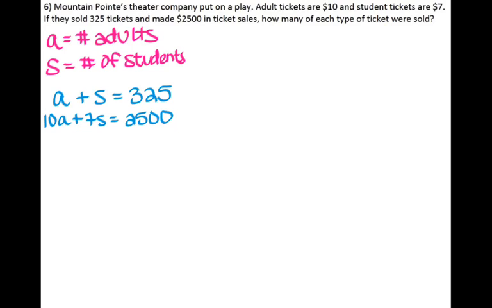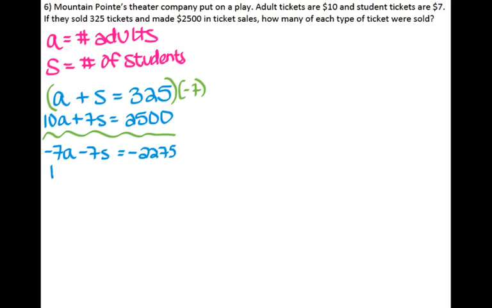So I'm going to multiply my first equation. I'm going to go ahead and eliminate the students. So I'm going to multiply the first equation by -7. So that's -7a minus 7s equals -2,275. And then I have 10a plus 7s equals 2,500. Let's go ahead and add our two equations together.